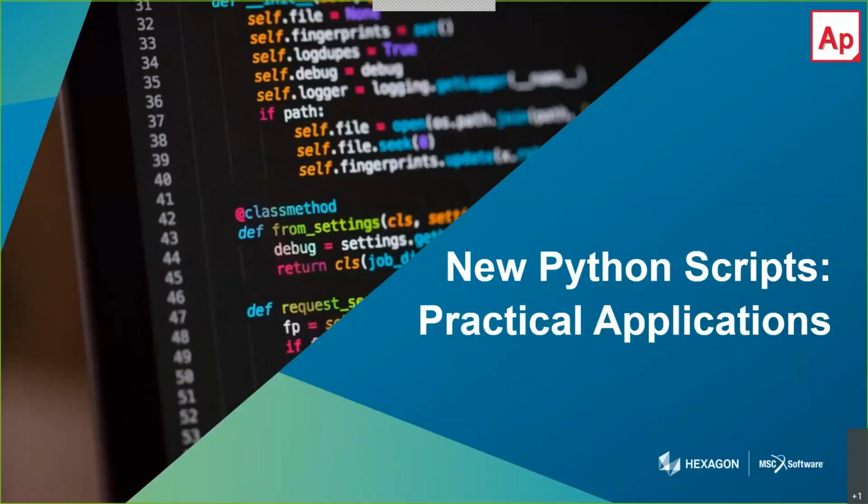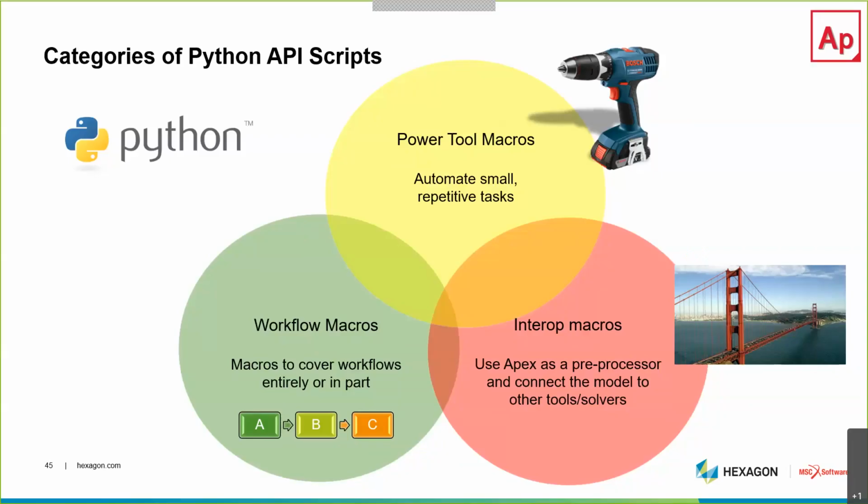Okay. Now, other than that, how are users actually applying this Python technology? How are they using it today? Let's talk about some practical applications. There are 3 major families of Python scripts that customers have been using Apex for today. We have power tools, and the comparison is, well, you can either use a screwdriver or you can use a power drill, right?